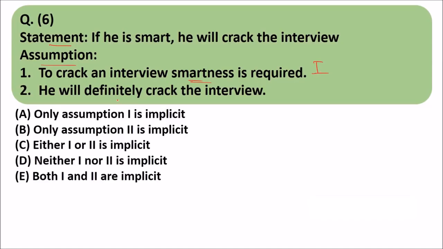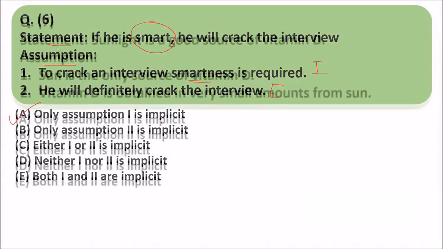Second one, he will definitely crack the interview. Now over here they are saying that the person will definitely crack the interview. Do we know whether the person is smart or not? They have just given that if the person is smart, he will crack. If he is not smart, he will not crack. But here we have assumed directly that the person will definitely crack the interview. So this is false. We cannot do such a thing. So this is an explicit assumption. So only assumption 1 is implicit.